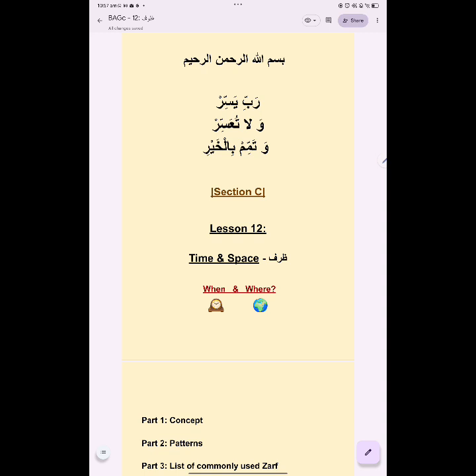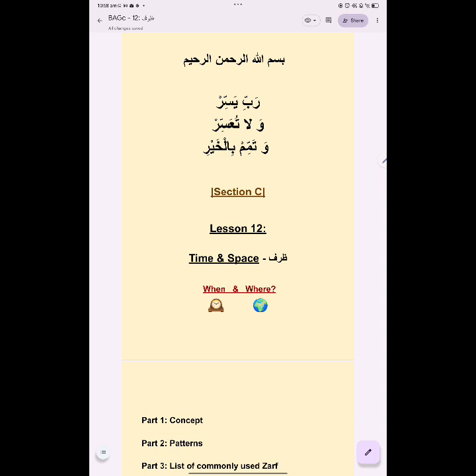In this lesson we are going to see what Zarf is. Alright, so we're going to understand this entire thing in three parts. First, we're going to address the concept, and we're going to see what the patterns of different zaruf are, and then finally the list of commonly used zarf. Okay, but first of all, we need to see what exactly is zarf.